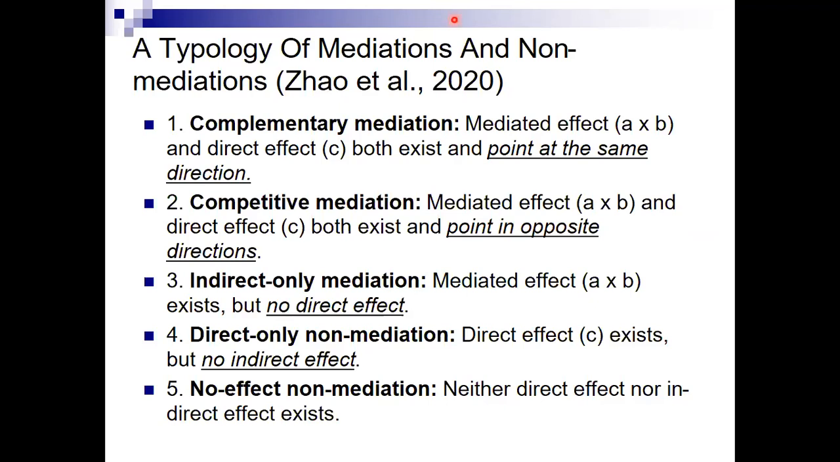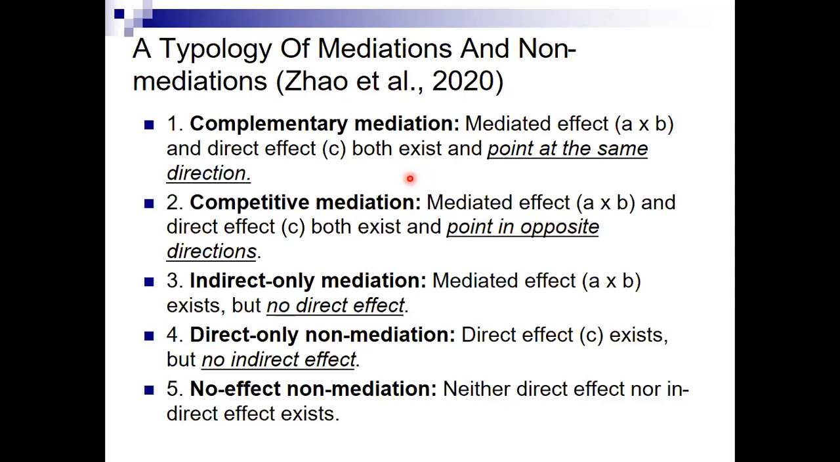So even in the first one, when we say both exist, we mean they are both statistically significant and they are pointing in the same direction. So they are both statistically significant and they are both maybe positive or negative. Then that's complementary mediation. But competitive mediation is just a flip of the first one. You must have one being positive, the other being negative. Then you have competitive mediation.